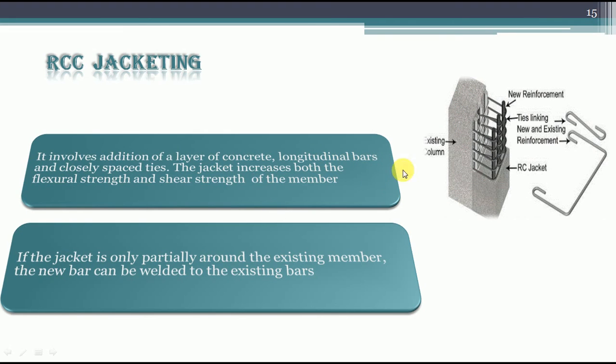Here I am showing an RCC column jacketed. This is the existing RCC column and this is a new RCC column constructed. These are the longitudinal reinforcement provided and these are the lateral ties. These lateral ties connect the existing RCC column and the new RCC column, and confine the existing column with the new RCC column, and it performs the composite action of the existing and new one.